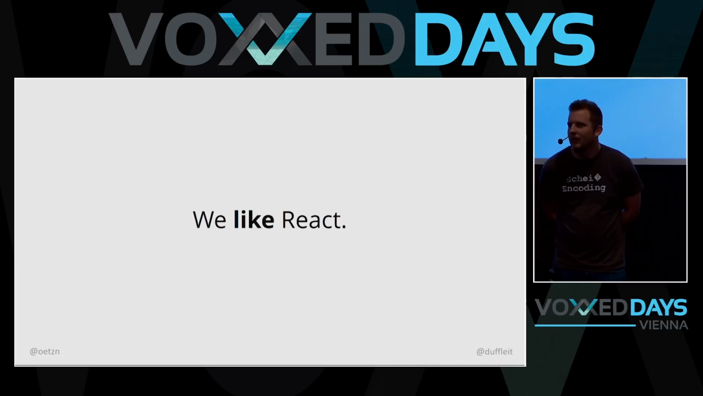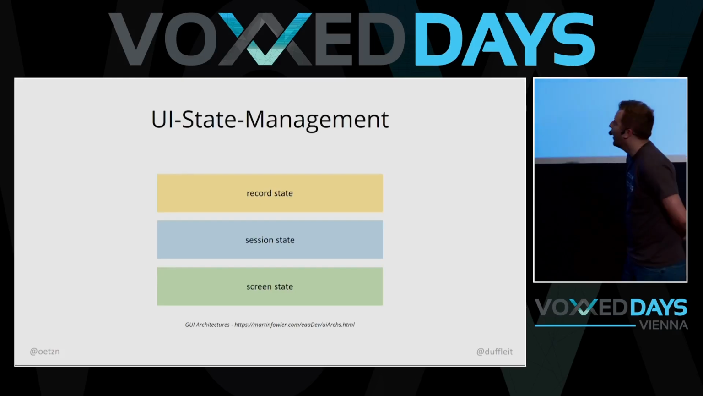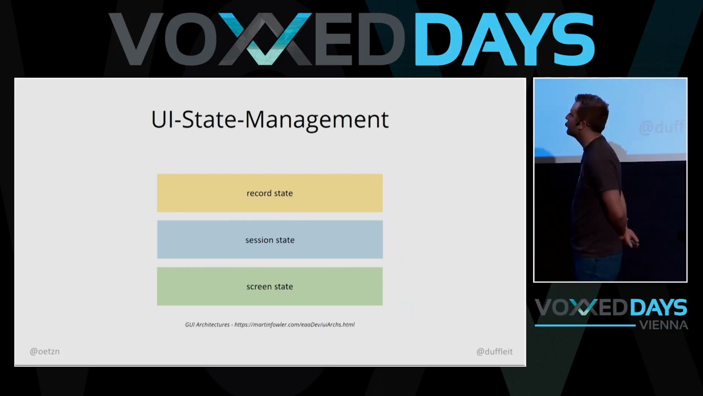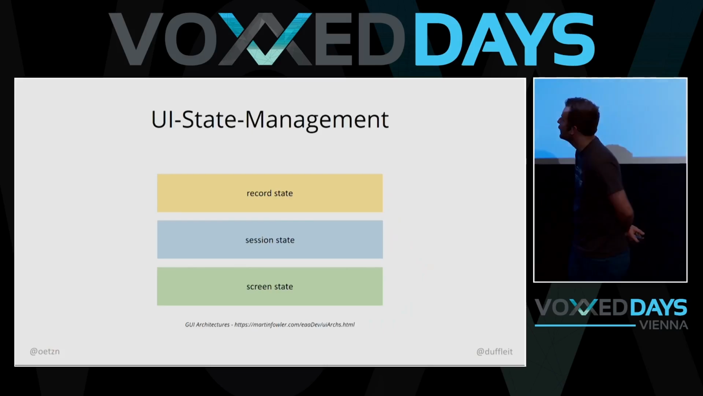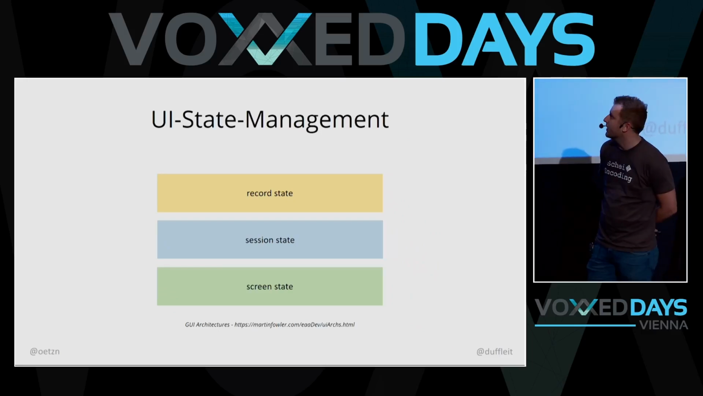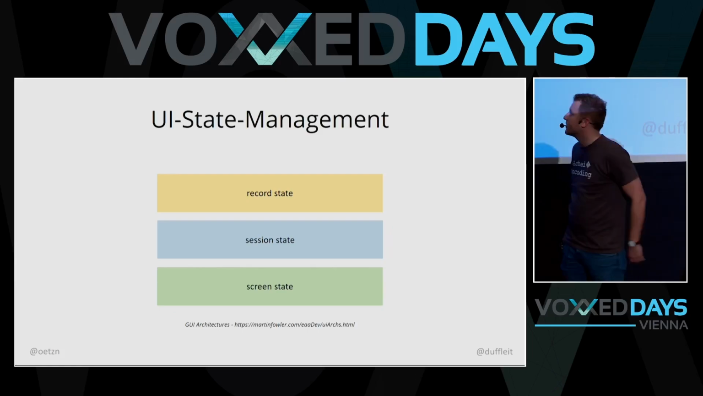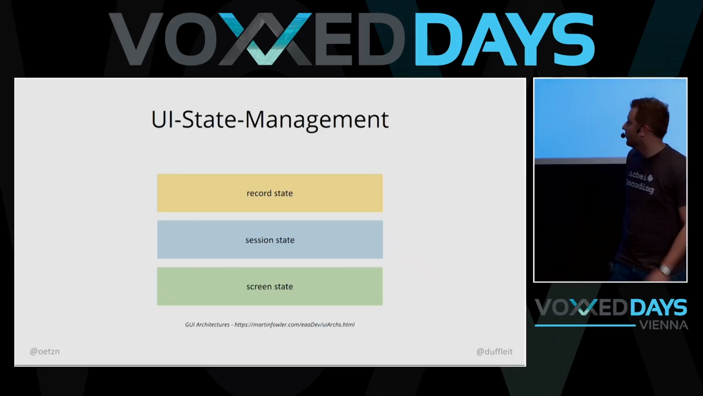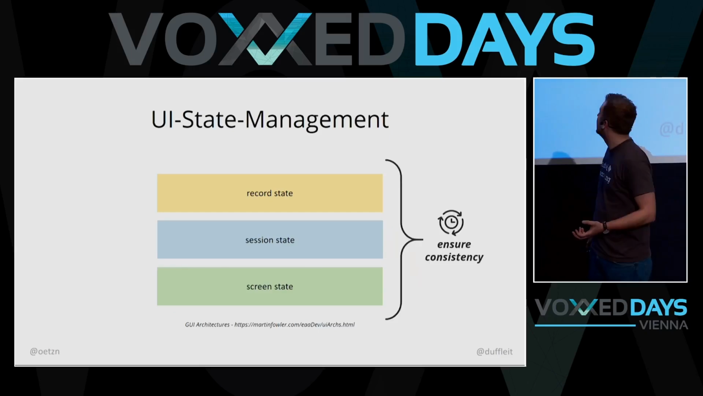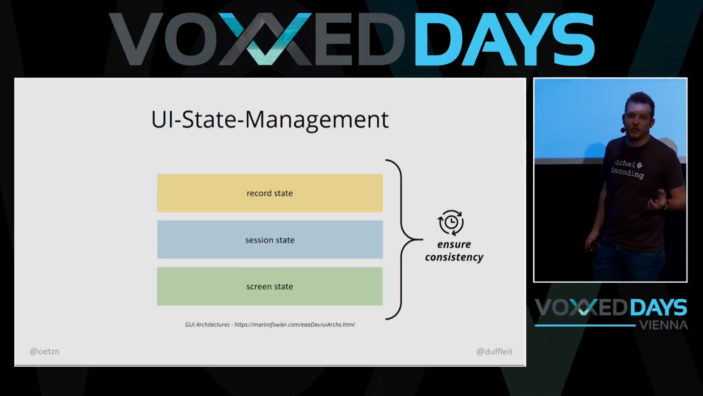Okay, now let's explain it very shortly. So UI state management at its core is very simple. We took this definition from Martin Fowler, of course. He says that applications have different kinds of state. You have record state, session state, screen state. Their lifetime is different, but essentially you have different kinds of state in your application. And the real purpose of state management is to ensure consistency between the states, to keep the state in sync.